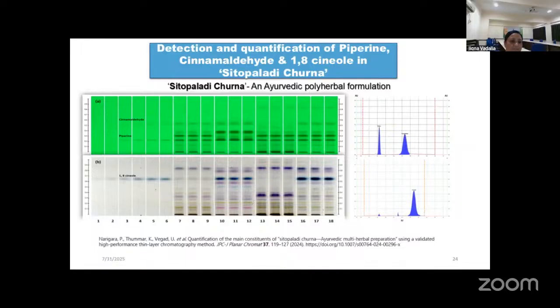So after the spraying, we are able to see the 1,8-cineol. Before spraying, there is no 1,8-cineol. After spraying, we are able to see the 1,8-cineol. So these 2 peaks we are able to see before derivatization. This is after derivatization. So this thing we can do very easily in the HPTLC.